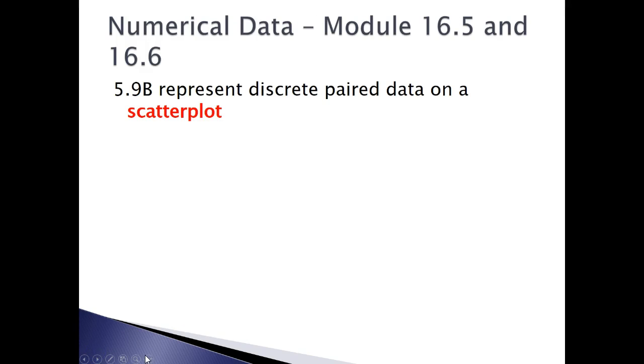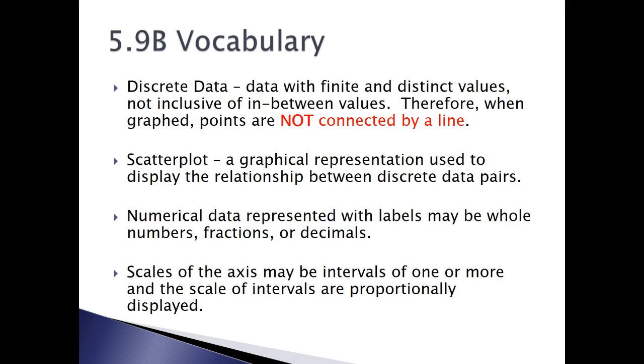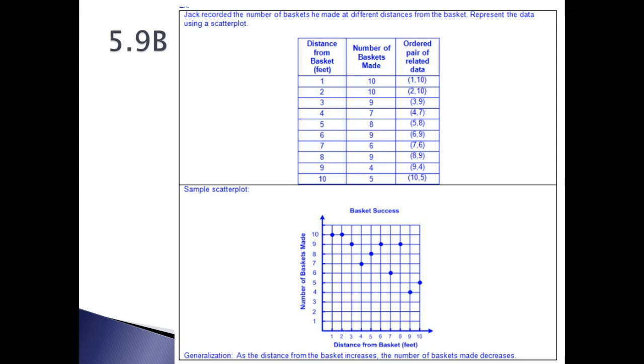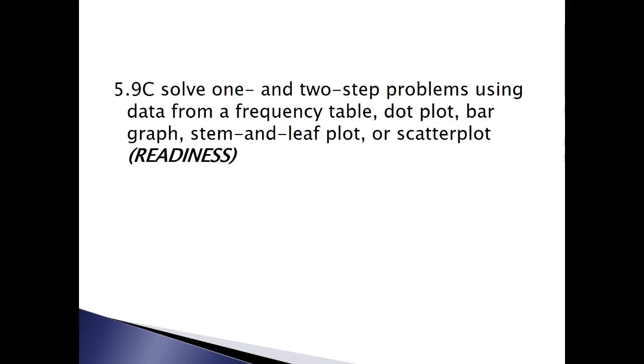So 5.9b represent discrete paired data on a scatter plot. If it's discrete, they are not connected because they're not associated with each other. They don't depend on each other. The data is finite and they have distinct values. So notice here on 5.9b, we have a table with a graph. And this is a sample scatter plot of what the graph would look like with the accompanying table.